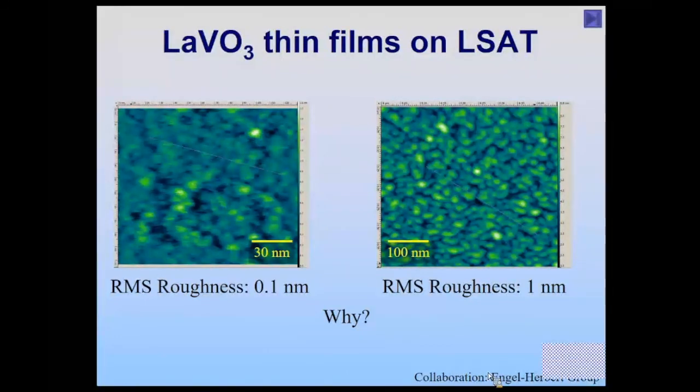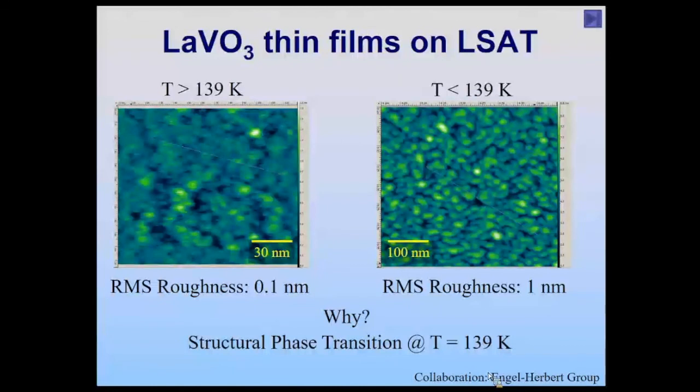Okay, so we have this insulator. Its roughness is different in two different images. Why? Well, this material has a structural phase transition at 139 Kelvin, and these two images are taken above and below 139 Kelvin, and that changes the material properties. So one of the nice things about having the ability to tune temperature is you can go through phase transitions and see how the structure changes at the atomic scale. And we can do this both on STM.